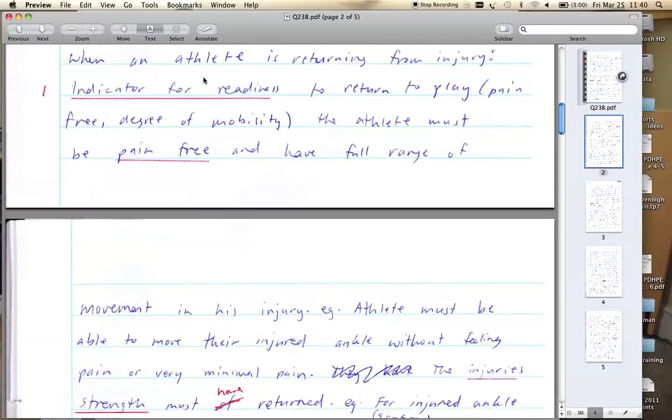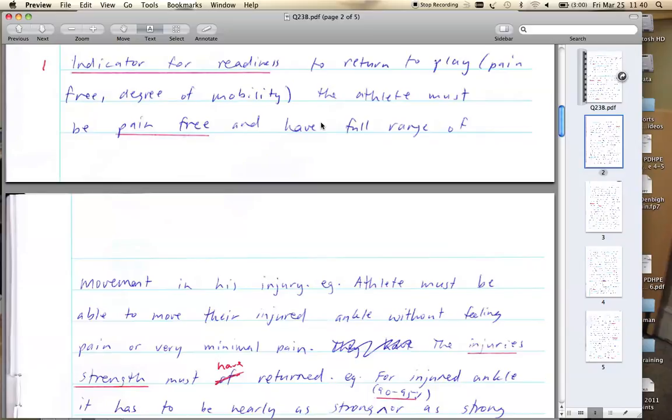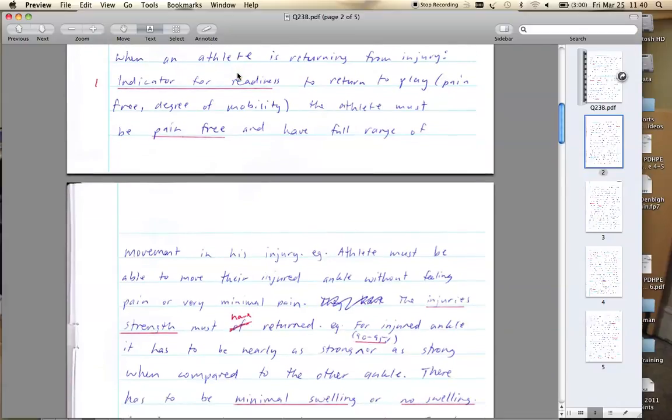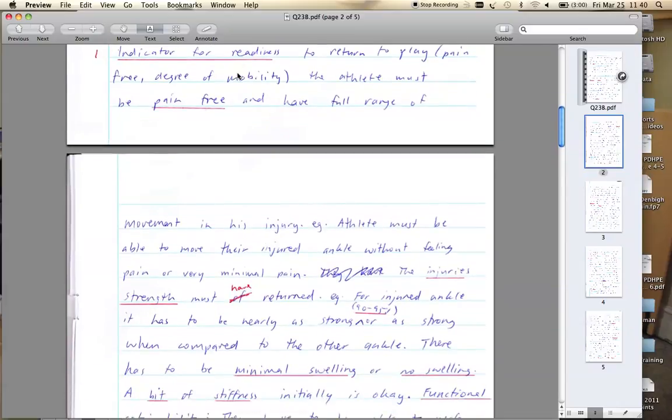So we look here, the first thing is the indicators for readiness for return. You can see here, I put a little 1 there, that's the first heading he's done. And he's stated what they are. I'll just slowly scroll through this. I'm going to make it a bit smaller for you, so that you can actually just see what he's written. You can even pause the video if you want.